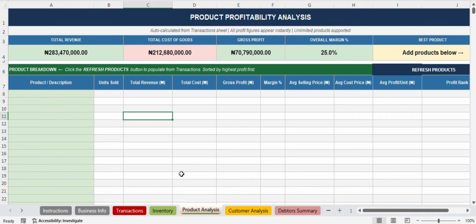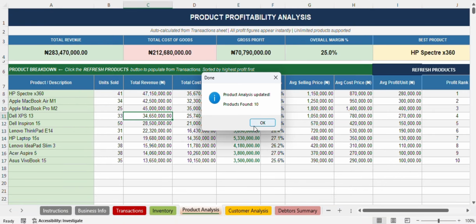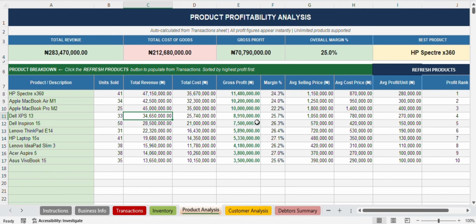Here is labeled green, right? Which means ideally you should add your products here. But I found a better way to do it, and all you just need to do is click this button here. That's all. Refresh your product. The moment you refresh your product, it goes into your transaction sheet.